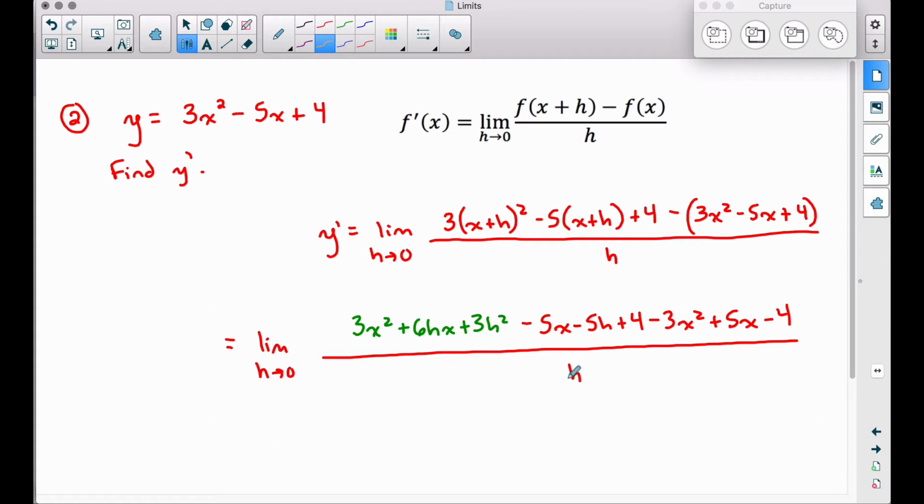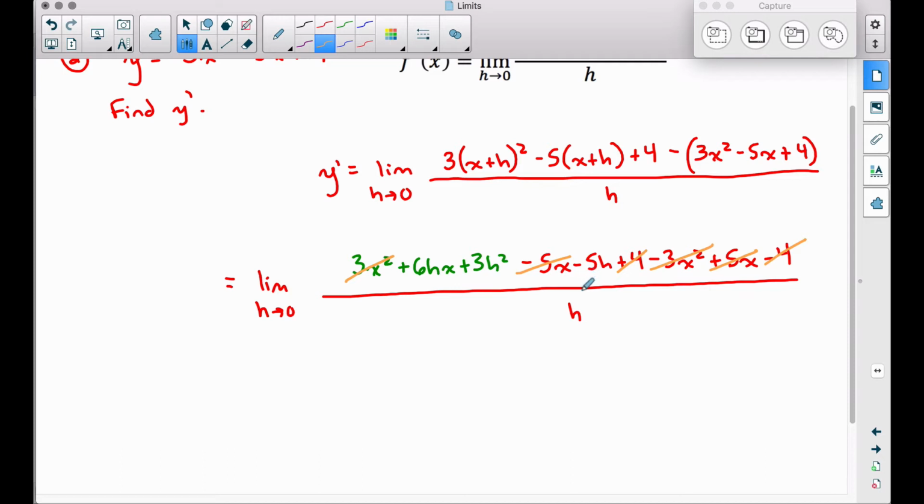Again, we're trying to get rid of this h at the bottom, and that's your main goal every time you find these derivative functions using what I call the long technique. So the 3x squareds, they cancel out because we have a positive and a negative. We have a -5x plus 5x. We have a plus 4 minus 4, and I think everything that we have left cannot be combined or simplified. So we now have the limit h approaches 0, and notice these terms that we have left. We have a 6hx, a 3h squared, and a minus 5h. That's all we have left in our numerator.